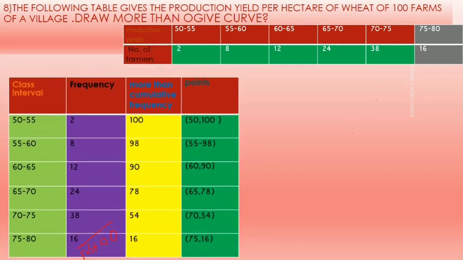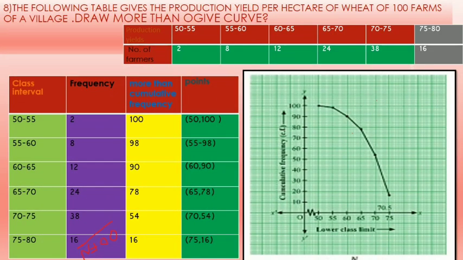Now you go to graph paper. First take the x-axis and y-axis, the positive sides of the x-axis and y-axis, and I have to write a scale. So in the x-axis I have taken 1 centimeter equal to 5 units. In the y-axis I have taken 1 centimeter equal to 10 units.